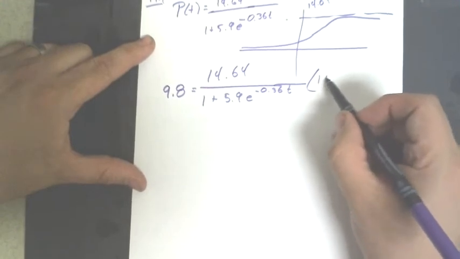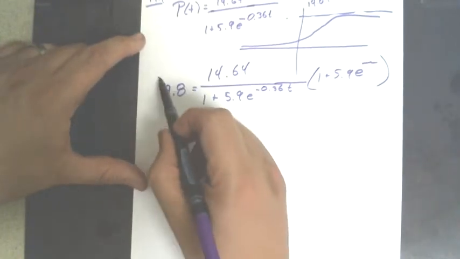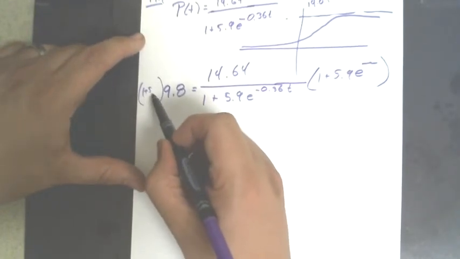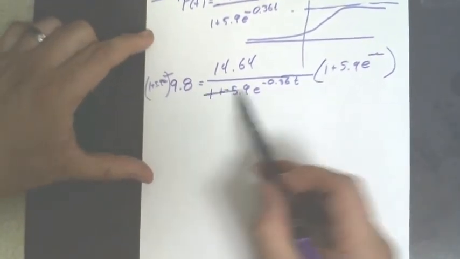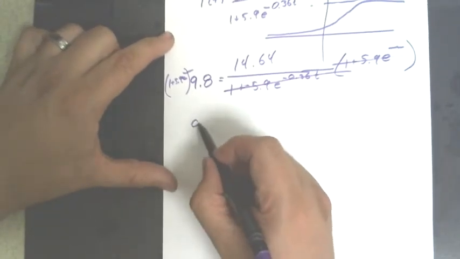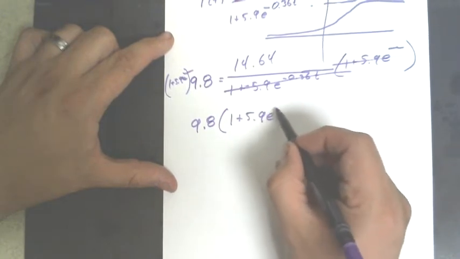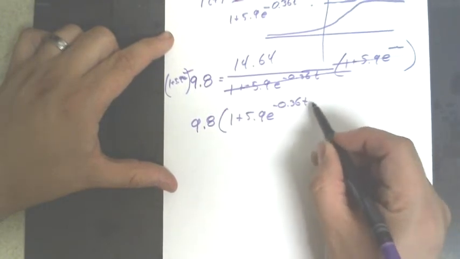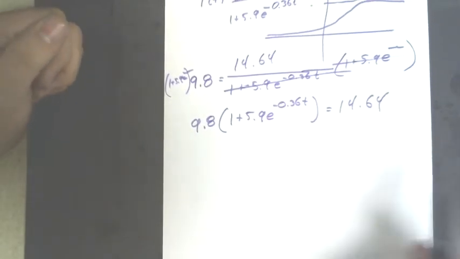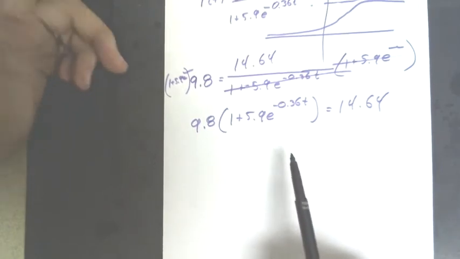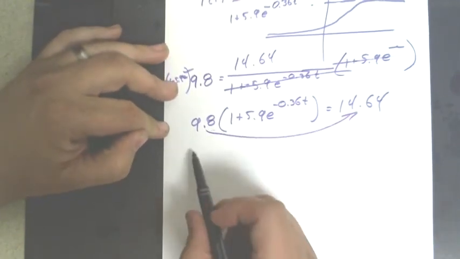So multiply this side by the 1 plus 5.9 e to the stuff. Multiply this side by the 1 plus 5.9 e to the stuff. I know I'm being very technical with my stuff there, but those are going to cancel out. And you're going to end up with 9.8 times (1 plus 5.9 e to the negative 0.36t) equals 14.64. As soon as people get in this form, they're generally more comfortable. You kind of know how to handle something in this form. That 9.8 has to go away, so divide it.